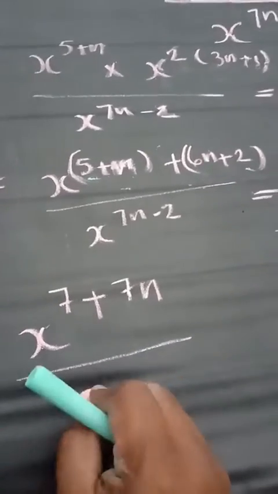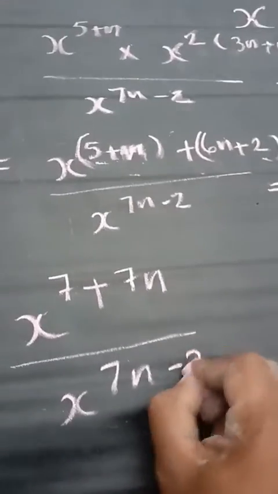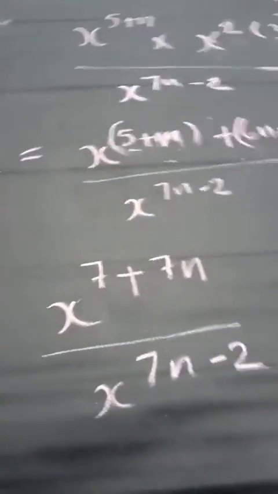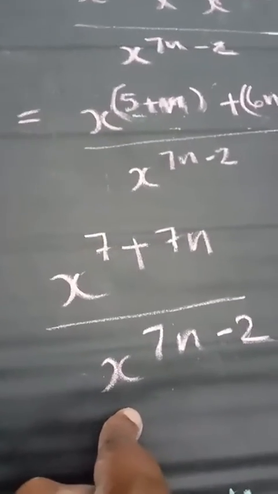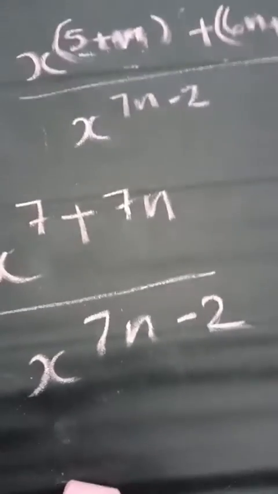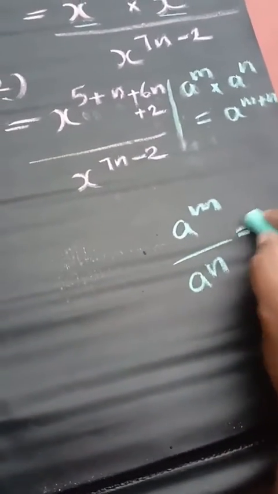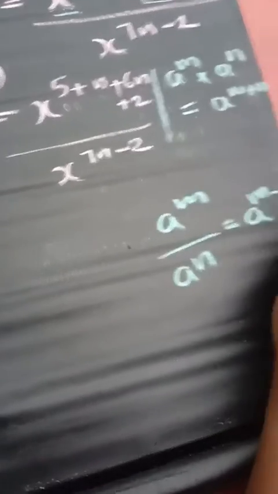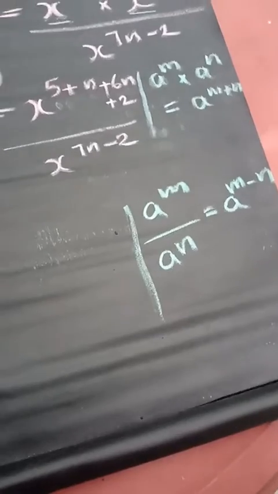Divided by x raised to 7n minus 2. Again this is in the form a raised to m by a raised to n. Here the base is x, here also x. a raised to m by a raised to n is equal to a raised to m minus n.